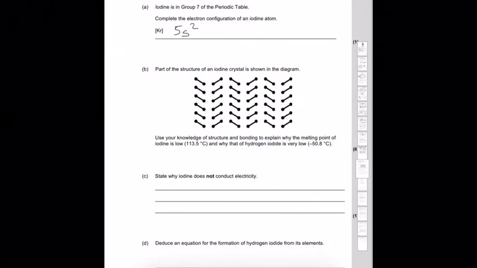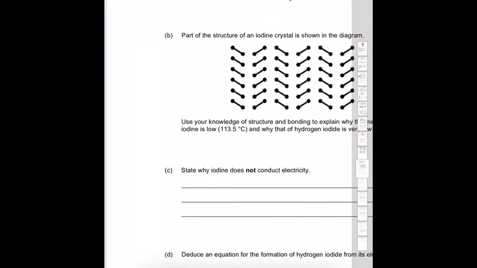Right, iodine, so they want you to give the abbreviated electron configuration. Oh, look, there's not much space here. Okay. We'll do a lot more of these questions in the future, but there's a particular technique of answering them. What they're doing is they're comparing the melting points of iodine and hydrogen iodide.